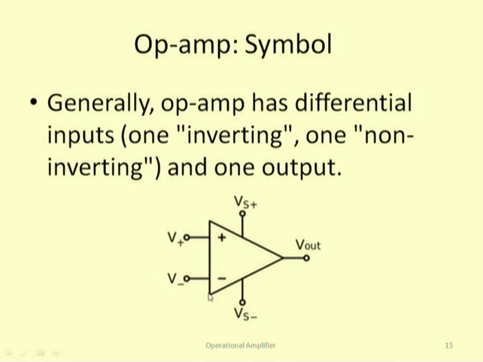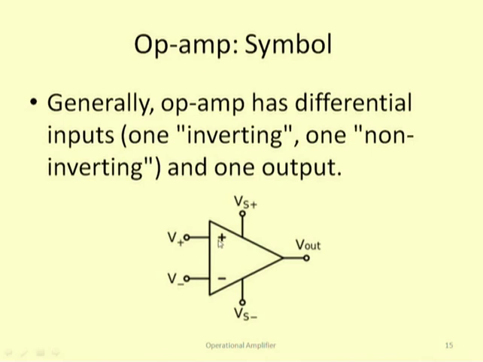It's represented with that triangle. Generally, in the coming slides we'll see about one op-amp that is very popular: the op-amp 741. It has 8 pins. Here in this symbol, 5 pins are shown.